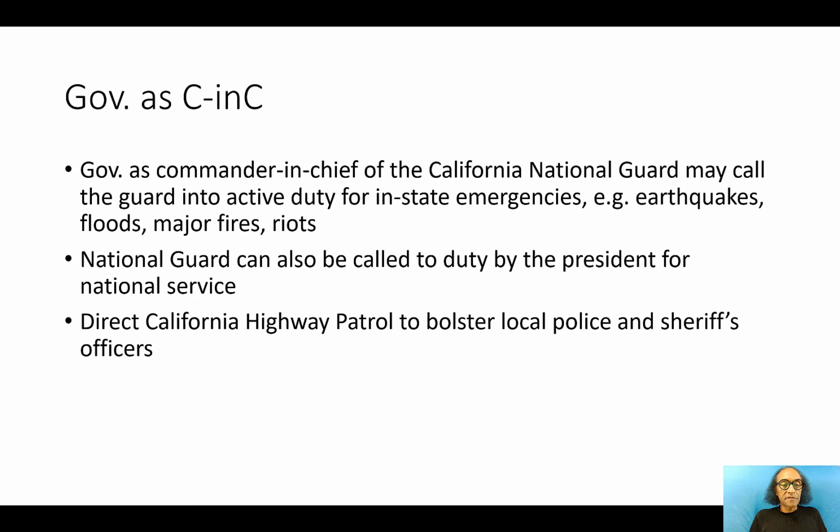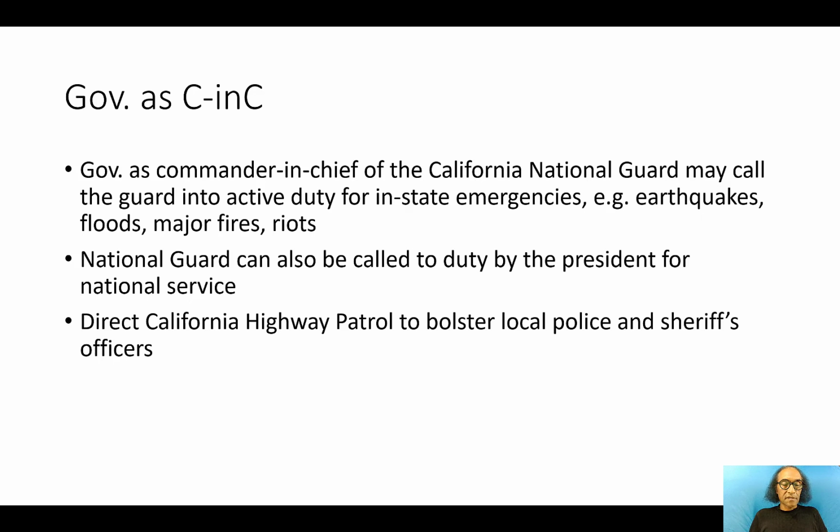Unlike the President of the United States, the Governor of California does not have the power to authorize deployment of troops inside the country or outside the country, or even inside the country for purposes other than emergency types of situations, but is still regarded as the Commander-in-Chief. Of course, the National Guard is part of the Armed Forces of the United States, and so they are also subject to the authority of the President of the United States.